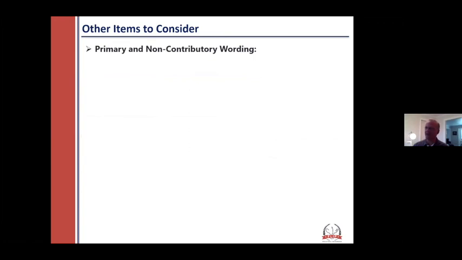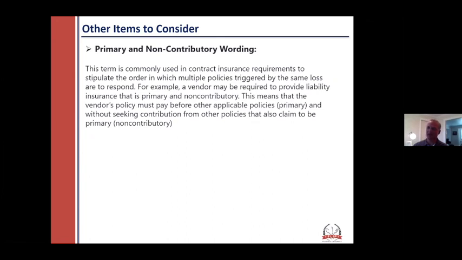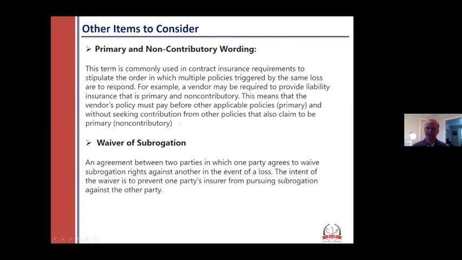Other items that you may want to consider, when you're building contracts, is called primary non-contributory wording. I'm just going to jump down to here. It says this means that the vendor's policy must pay other applicable policies primary and without seeking contribution from other policies. Basically saying if there's an issue, the vendor's going to pay first and we're not going to have anybody else contribute to this claim. And the other one is a waiver of subrogation. It's basically saying that if my policy pays out but you're wrong, I can come back and sue you. That's called subrogation. When you waive that, you're saying, hey, insurance company, you can't go back and sue anybody. And so this verbiage can be very powerful, and I think it's really great to have in contracts.